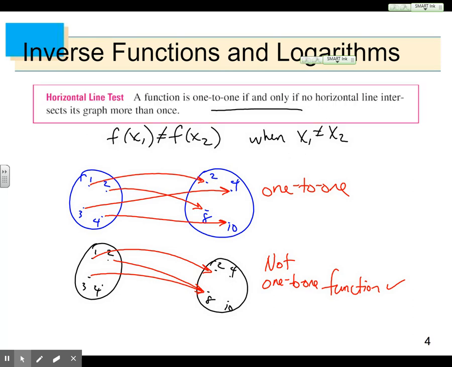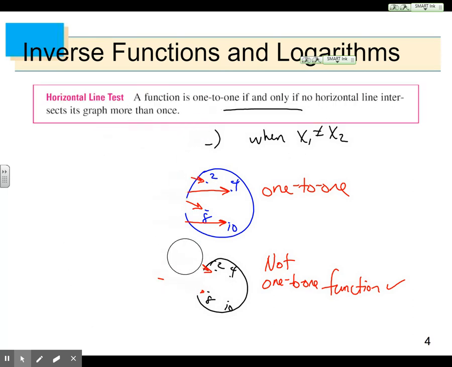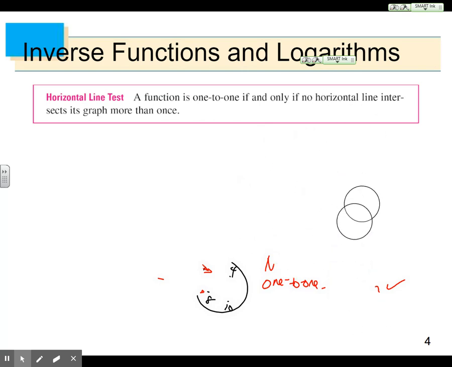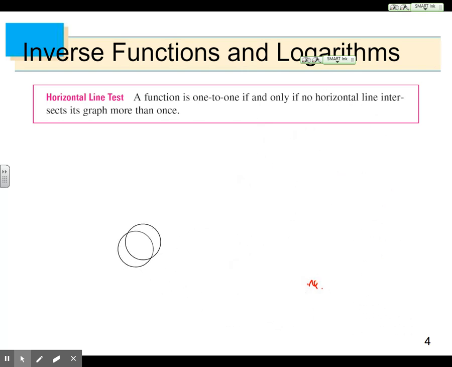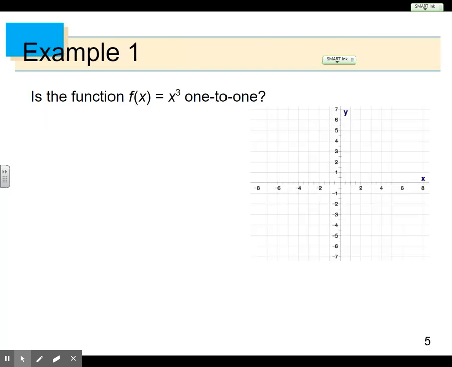Now we're going to look at this graphically, and it's actually pretty easy to tell whether or not a graph is a one-to-one function because it follows something called the horizontal line test. A little bit different than my vertical line test. This time I'm going to draw a horizontal line anywhere on the graph, and the rule is that it cannot intersect the graph more than once. So let's see this at work.